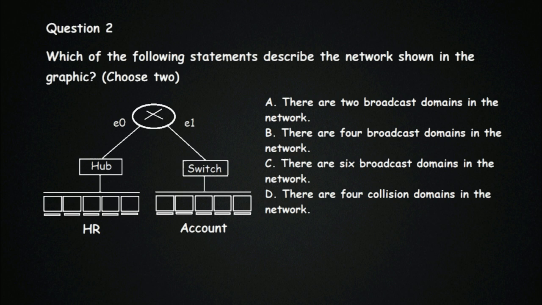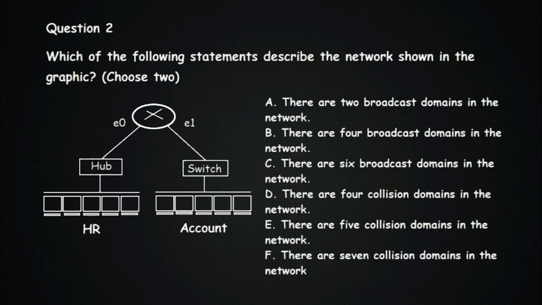D. There are 4 collision domains in the network. E. There are 5 collision domains in the network. F. There are 7 collision domains in the network. Answer is A and F.